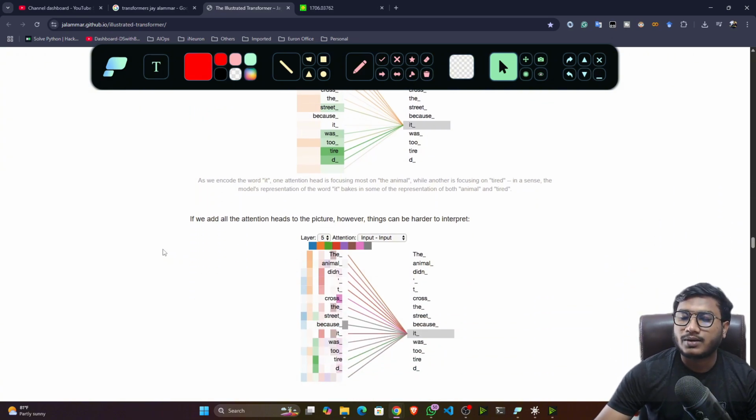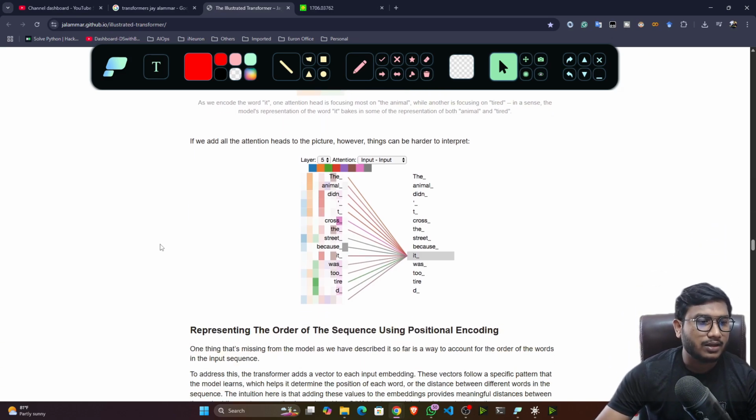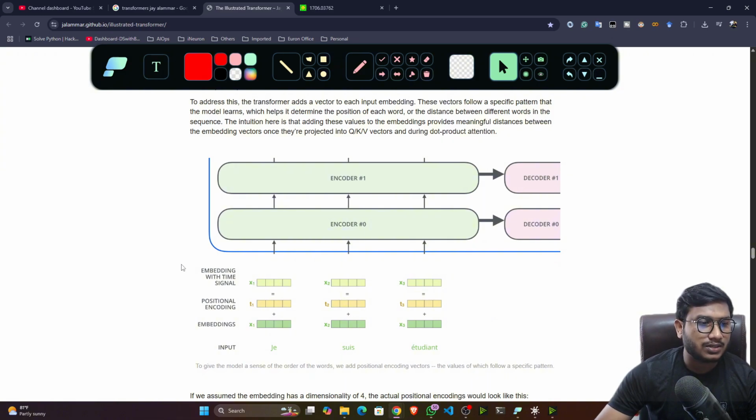Now transformers, and let's say all large language models, use the multi-head attention mechanism in the backend. So these are some more visualizations you can see. So this is the visualization.